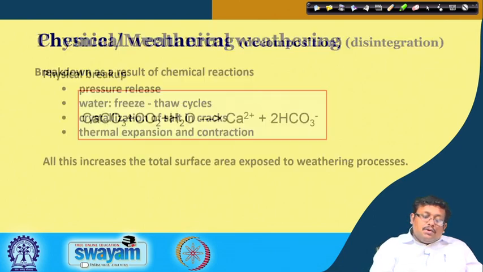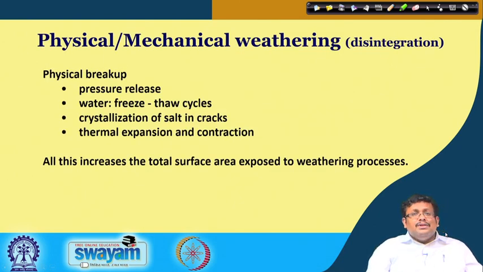Okay. So, what are the different aspects of physical breakup in mechanical weathering? Now, obviously, there are certain forces which are responsible. First of all, pressure release, second water due to its freezing and thawing cycles, and crystallization of salts in the cracks, as well as thermal expansion and contraction. These are four major processes in physical weathering which participate in disintegration, and all this increases the total surface area exposed to the weathering process.